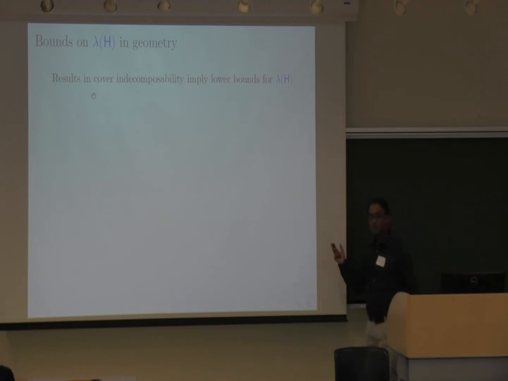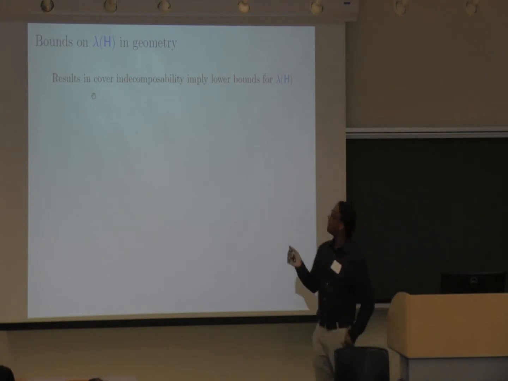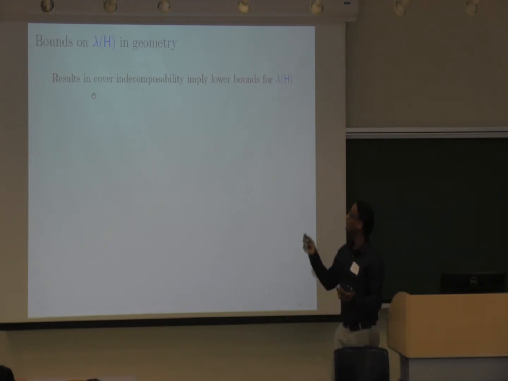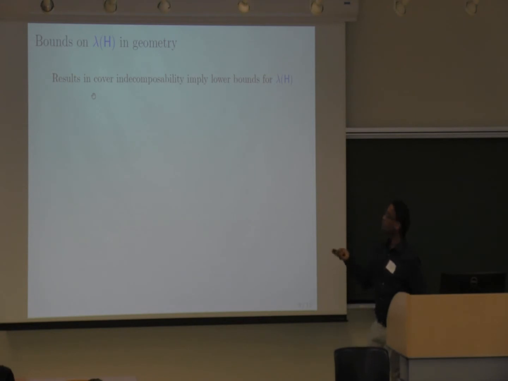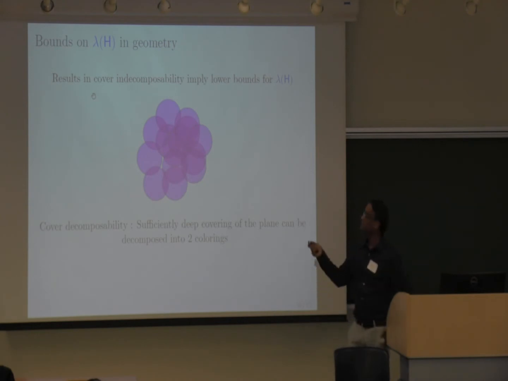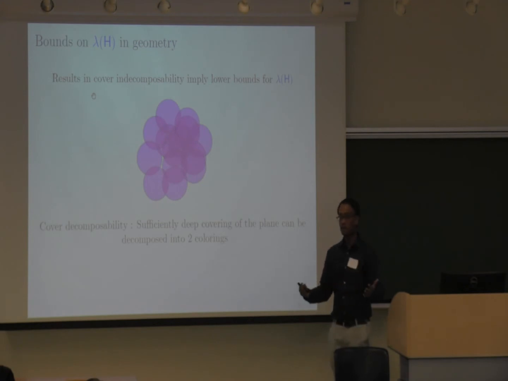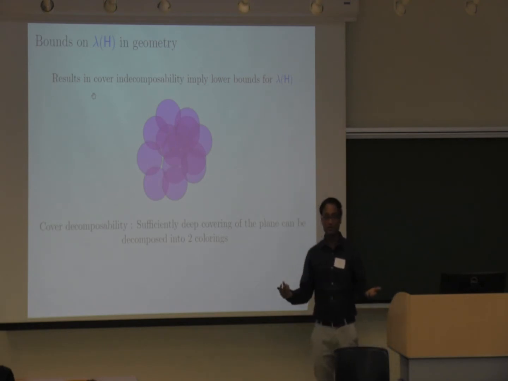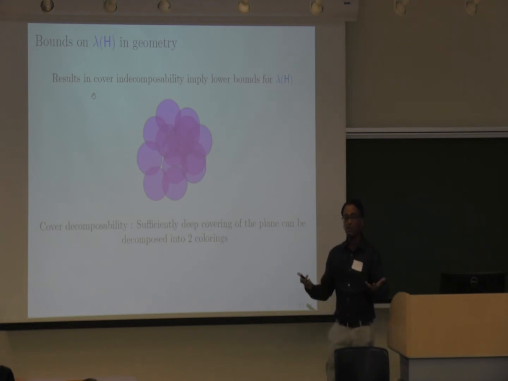And it turns out that results in the absolutely fantastic area of cover decomposability and indecomposability imply lower bounds for lambda edge. So, a 2-minute introduction to this area: what is cover decomposability? You fix a class of figures. For example, here it is unit disks. And let's say you have a sufficiently deep covering of the plane, meaning that every point is covered, say, 10 times. Then it's intuitive that you can split that covering into 2 disjoint collections of figures, where each of them is a covering.